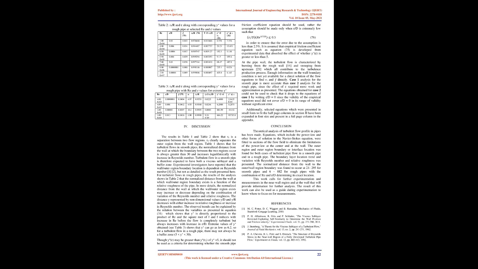At the pipe wall, the turbulent flow is characterized by bursting from the rough wall and sweeping from upstream, which all contribute to the turbulence production process. Enough information on the wall boundary condition is not yet available for a direct solution of the flow equations to find R1 directly. Case 1 analysis for the smooth pipe is more accurate than Case 2 analysis for the rough pipe, since the effect of roughness required more work and approximation as presented.